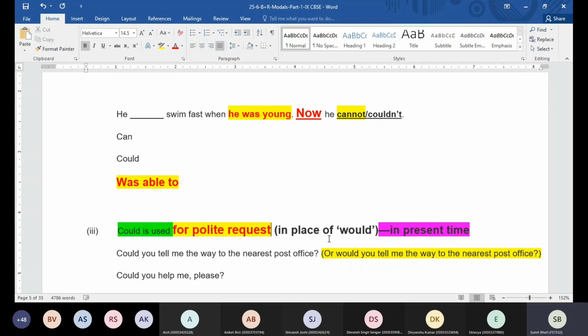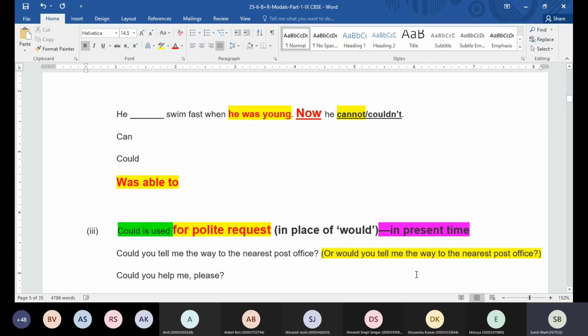We can also use another word, would. Like, could you tell me the way to the nearest post office? Somebody whom you found on the way, and you don't know where the post office is. So when you are asking a stranger, you want to be polite with him or not? Yes, sir. You want to be, right? So you can say, could you tell me the way to the nearest post office? So that means you are asking him politely. You can also say, would you tell me the way to the nearest post office?